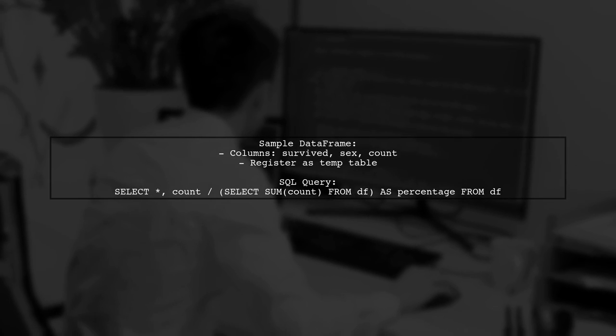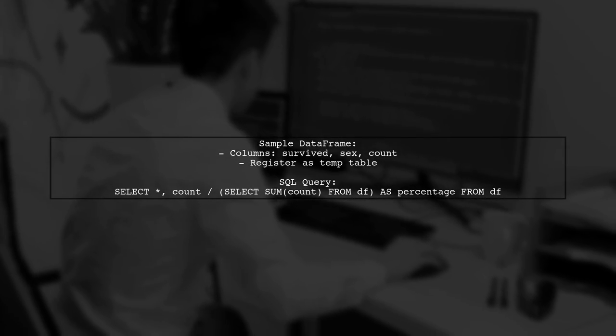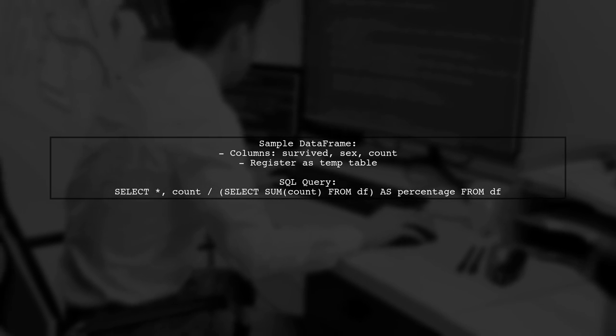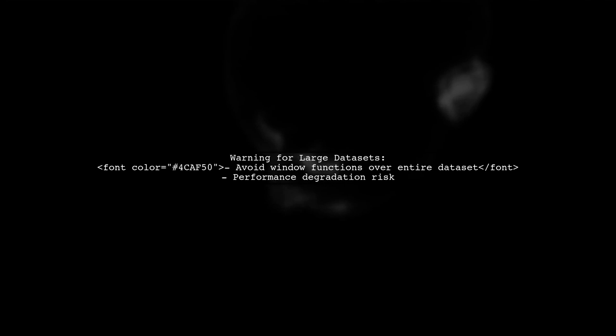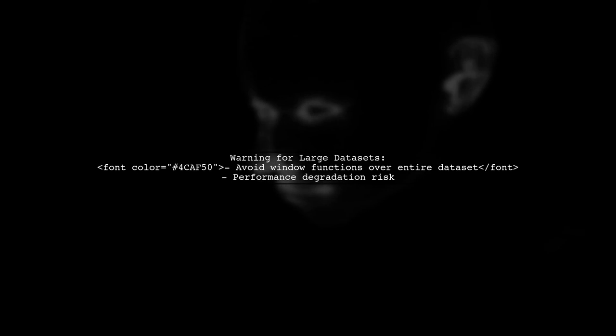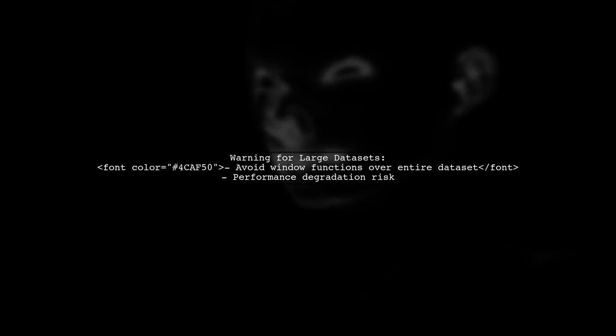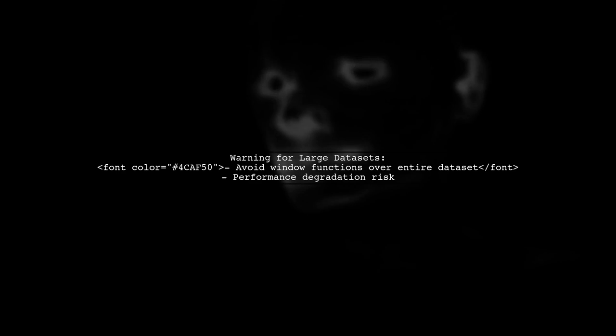Here's a sample data frame with survival data. You can register it as a temporary table and then calculate the percentage using a simple SQL query. For larger datasets, avoid using window functions that span the entire dataset, as this can lead to performance issues. Spark will warn you about this.